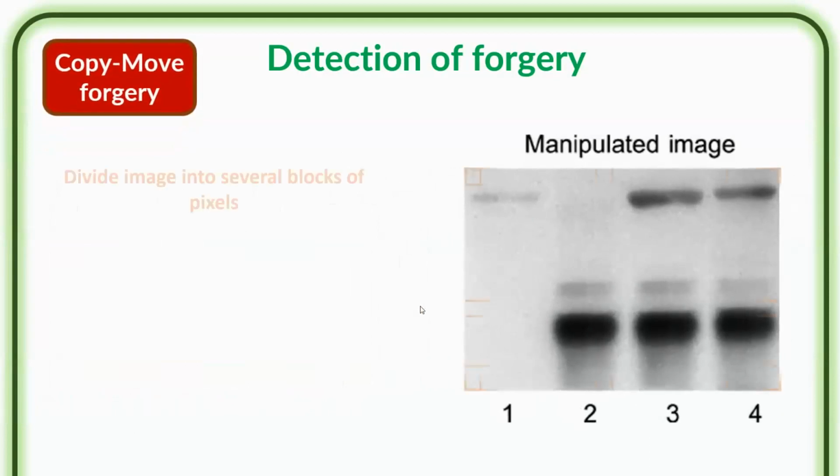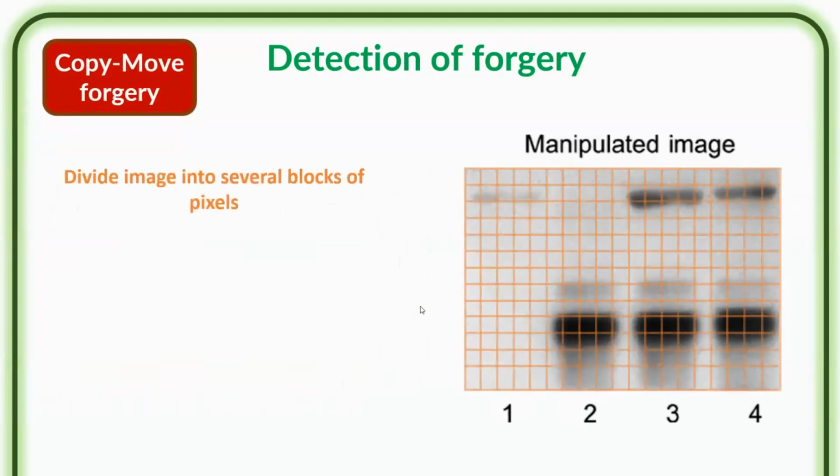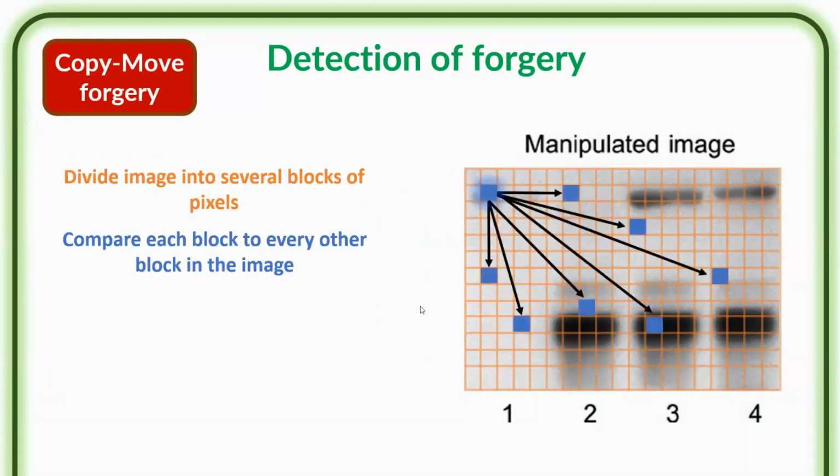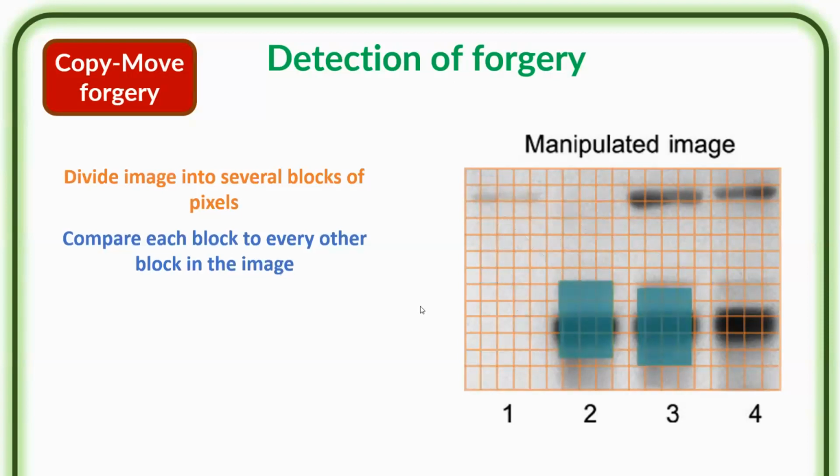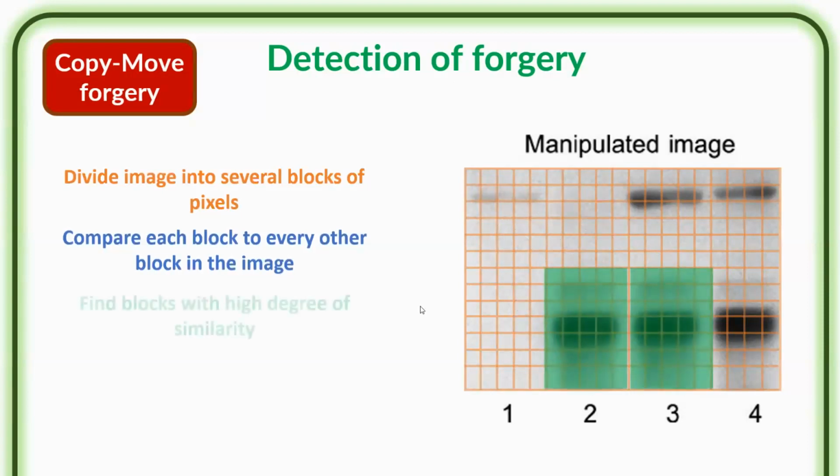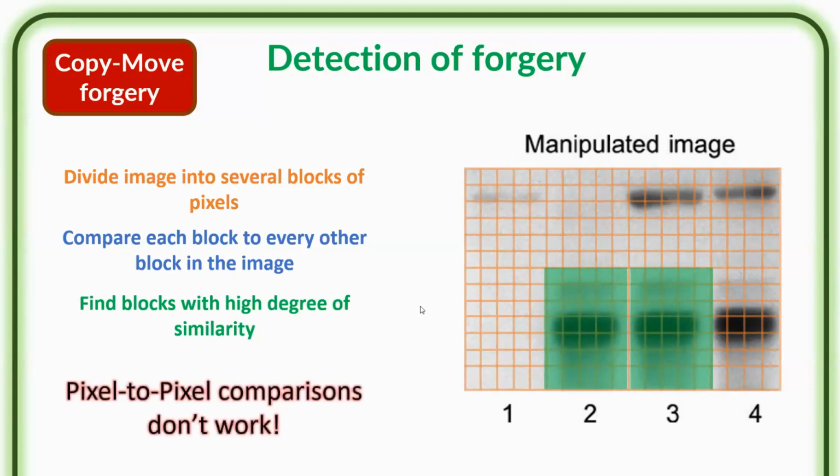So in this manipulated image, how do we detect it? One common way would be to divide the image into several blocks of pixels. Then we compare each block to every other block of pixels, and try to find blocks which are very similar to each other, with a high degree of similarity. That way we can understand which blocks are correlated to each other. So that way we can try to solve copy-move forgery, but it's not really that simple.